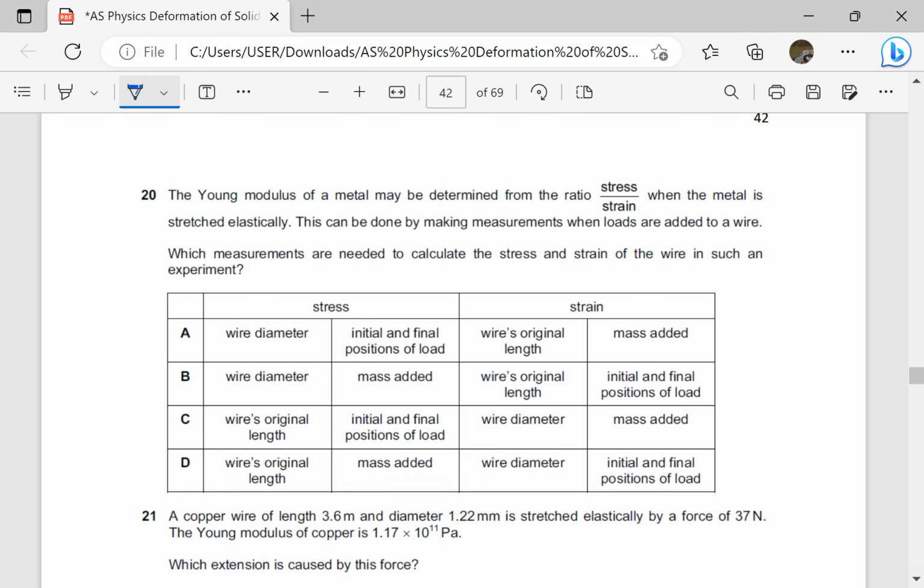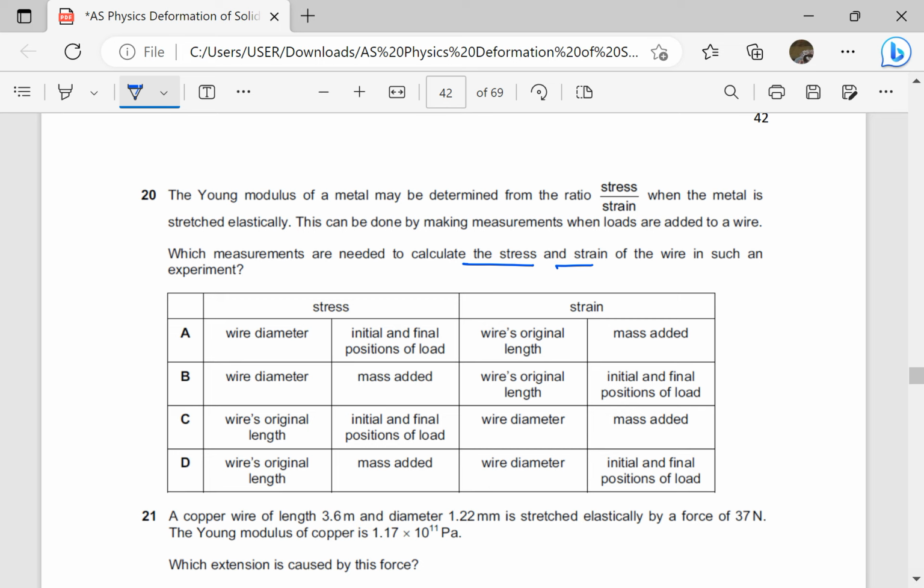The Young modulus of a metal may be determined from the ratio stress over strain when the metal is stretched elastically. This can be done by making measurements when loads are added to the wire. Which measurements are needed to calculate the stress and strain of the wire in such an experiment?